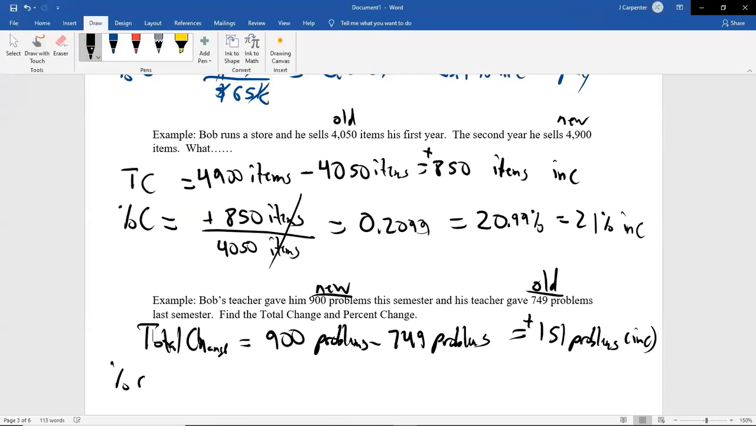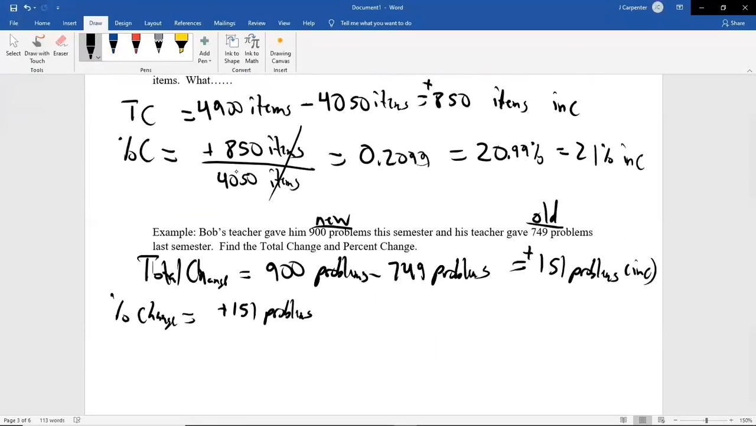So that'll make our percent change. We're going to take the total change of the positive 151 problems. Again, that's an increase. I totally should have made that answer a decrease, but I didn't think about it until just now. Then we'll divide that by the original, the old, the thing that happened first in time. Again, not the 900, not the first thing in the sentence, but the original, the thing that happened first in time. So that's the 749 problems.